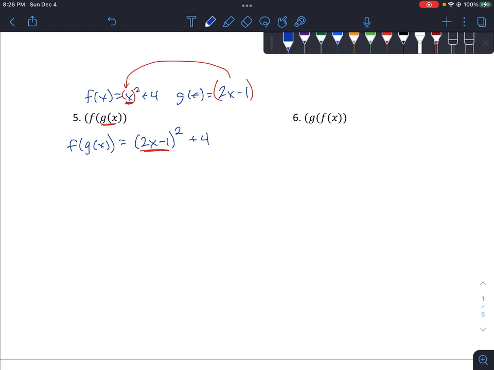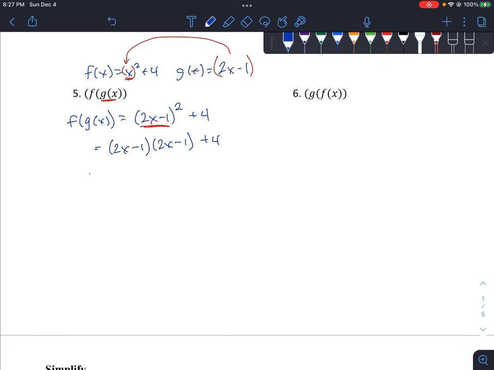And that should generally be pretty good right there. But I can expand this right here. So I'm going to do that. So it's going to be equal to 2x minus 1 times 2x minus 1 plus 4, because being squared is to multiply it by itself 2 times over, and I'm going to FOIL this out.